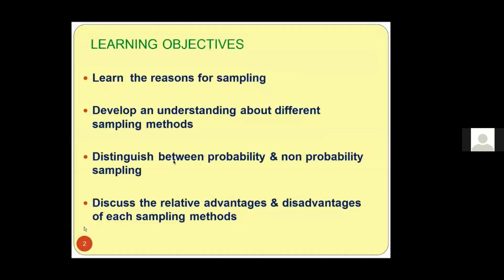Welcome to Unit 2 on sampling methods. So the objectives for this unit are going to be learning the reasons for sampling, developing an understanding about different sampling methods, distinguishing between probability and non-probability sampling, and the relative advantages and disadvantages of each of these approaches.